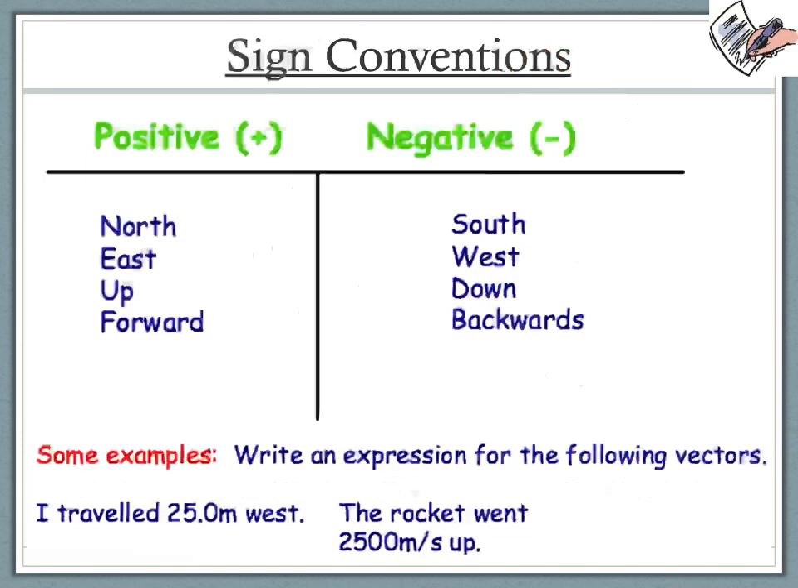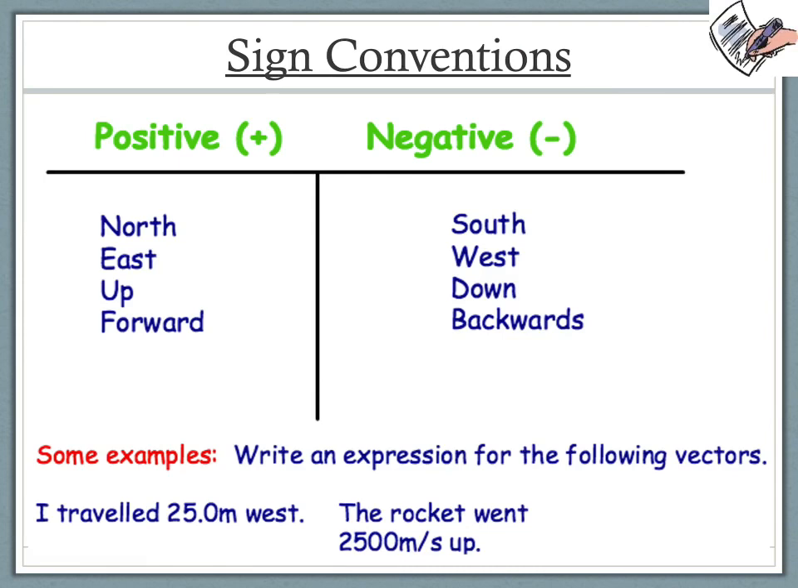So for the Science 10 physics unit, I just want you to think, okay, we have positive directions and we have negative directions, and they always stay the same. So your positive directions are going to be north, east, up, and forward. Your negative directions are going to be south, west, down, and backwards.